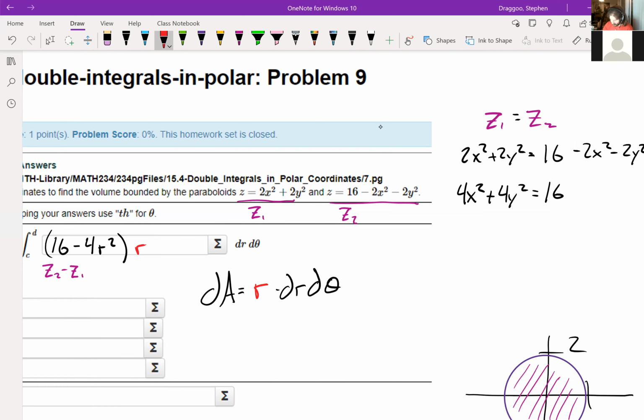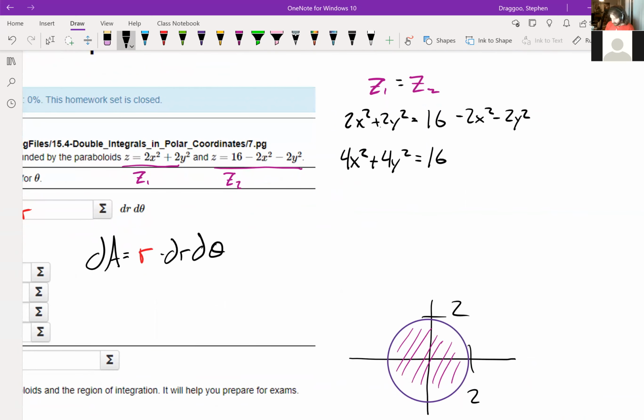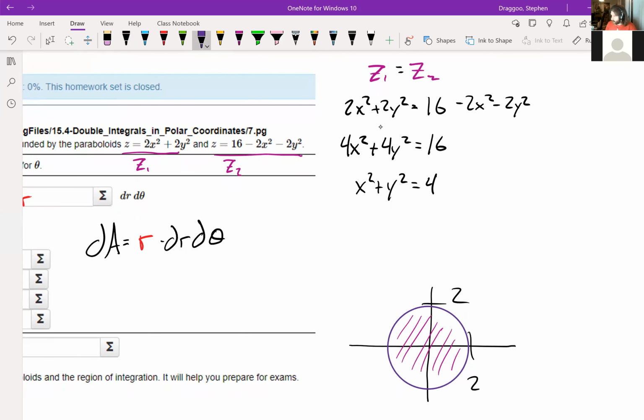But coming back to the part where we set these two things equal to each other, the thing we're looking for here is the projection of these two shapes into the xy plane. Or stating it more simply, if I look at where these two paraboloids intersect with each other, I get a circle of radius 2, which is the region sketched out below. And so if that's going to be my region, then I should have bounds for r and for theta. I want the entire region that's inside that circle. So r should go from 0 out to 2.